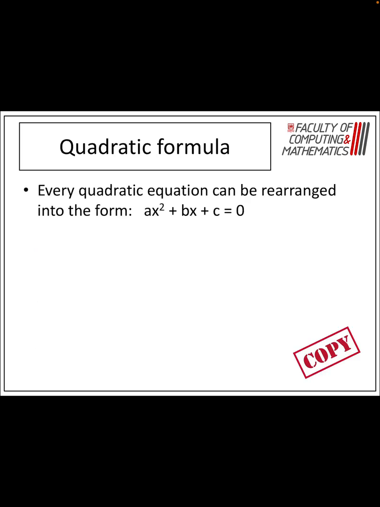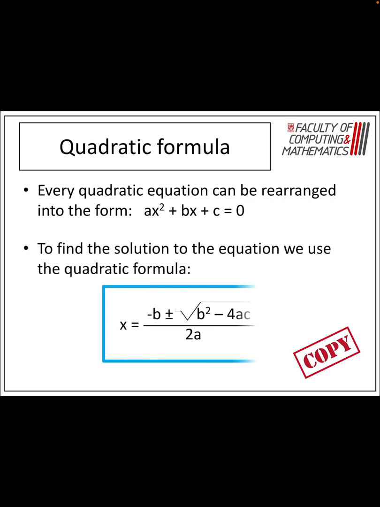Okay, and let's take a look at what the formula is. So there's my general equation for a quadratic equation again, and there's my formula. Okay, so minus b plus or minus the square root of b squared minus 4ac all over 2a. Now that is on the formula sheet and you do not need to memorise it.